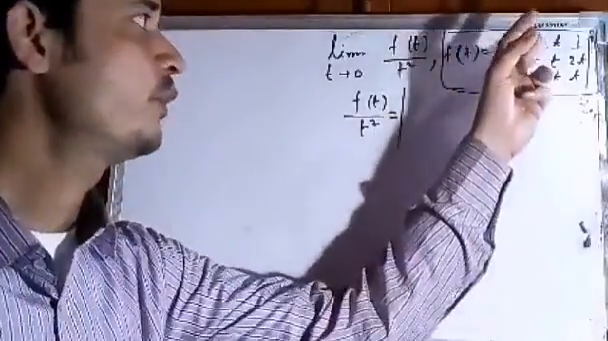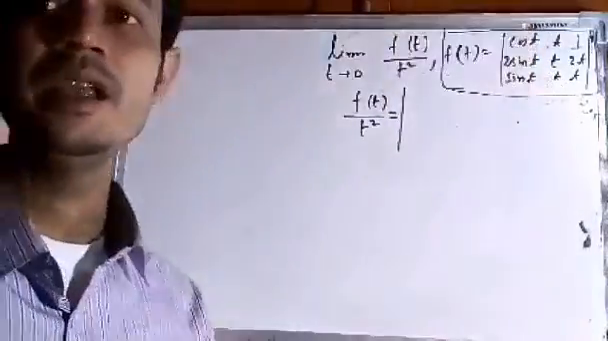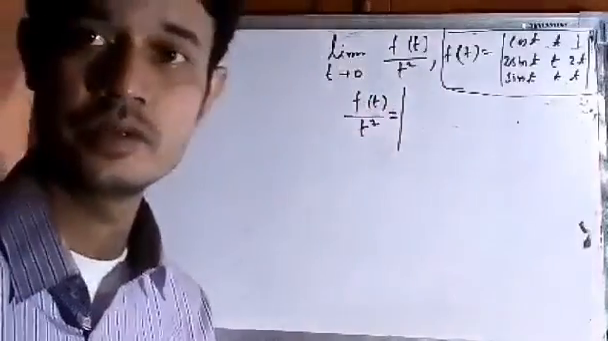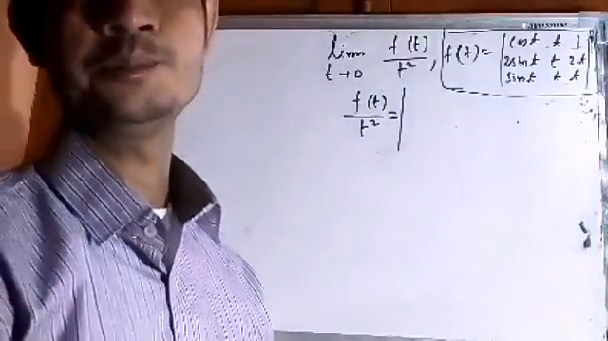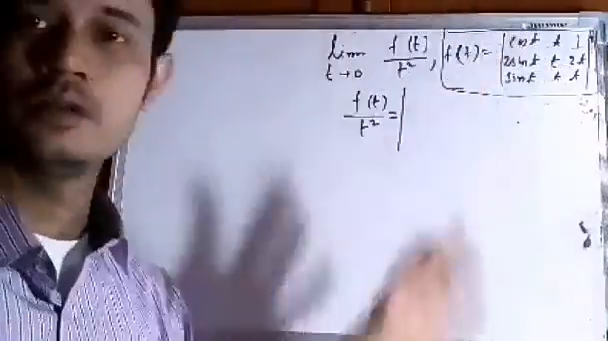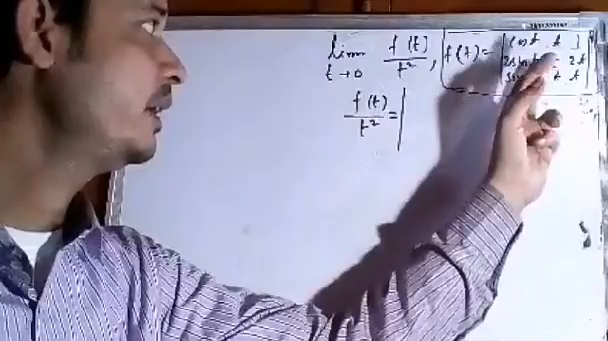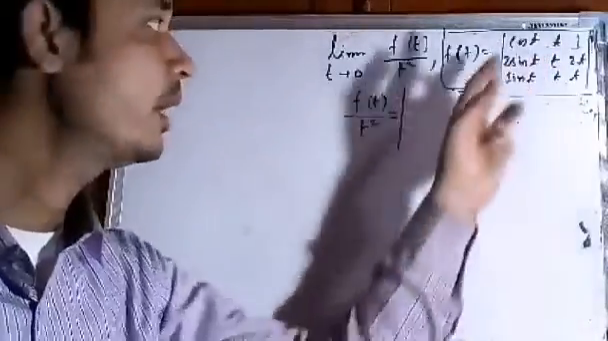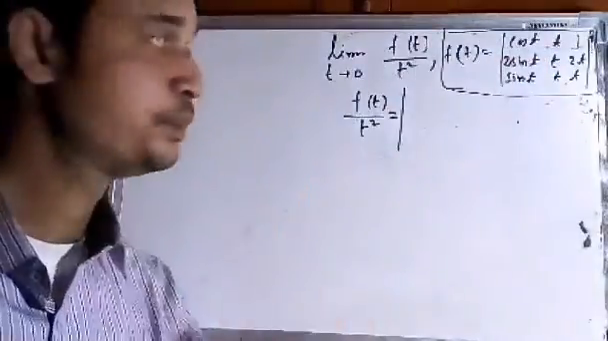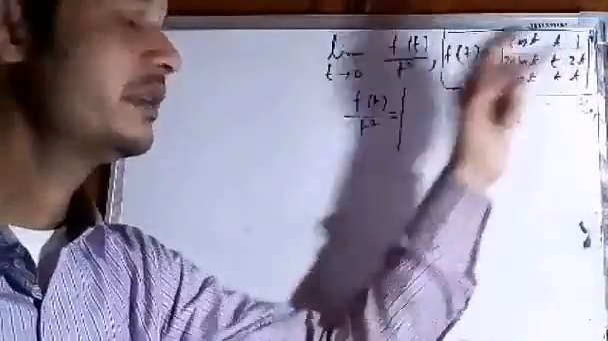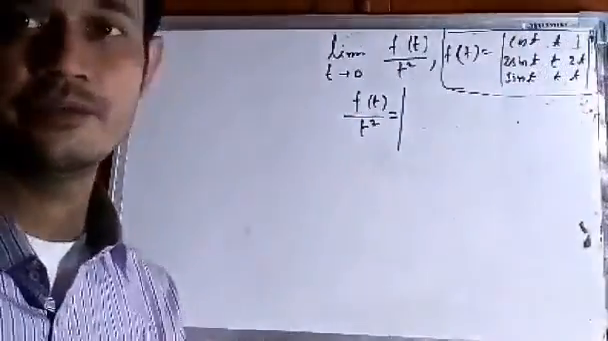Now the first row, if we divide by t, we get cos t by t. The limit of cos t by t as t tends to 0 does not give any formula, so we will ignore row 1. Let us choose row 2. In row 2, if we divide by t, we have sin t by t. The limit of sin t by t as t tends to 0 gives 1. And this t becomes 1 and this becomes 2. So row 2 is safe to choose.